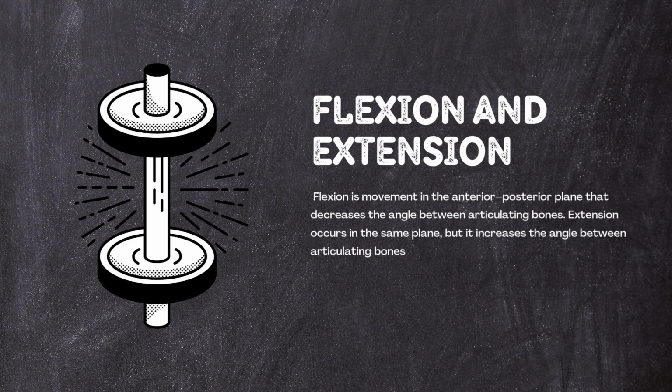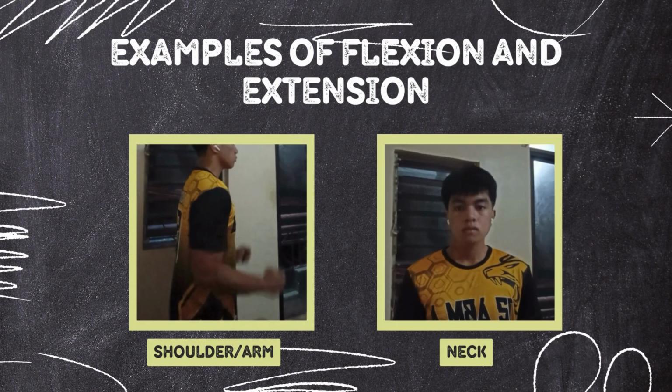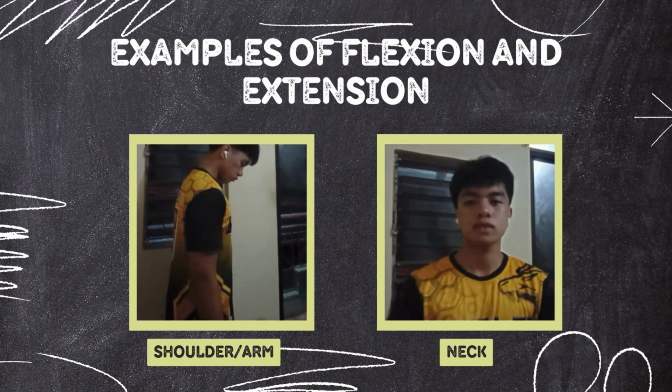Flexion and extension. Flexion is movement in the anterior-posterior plane that decreases the angle between articulating bones. Extension occurs in the same plane, but it increases the angle between articulating bones. I demonstrate examples of flexion and extension here, which are the shoulder, arm, and neck.